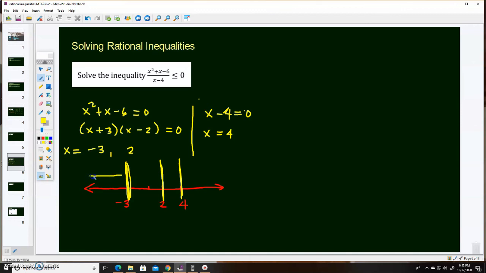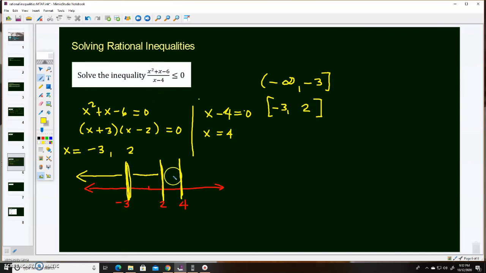For the region with all values left of the first critical value, negative 3, the interval notation would be negative infinity to negative 3. Now, take a look at the inequality. It does have an equal sign, less than or equal, therefore we use a bracket for negative 3. The next region is between negative 3 and 2. Negative 3 is included, and 2 is also included, because it will make the numerator 0, thus making the whole fraction 0.